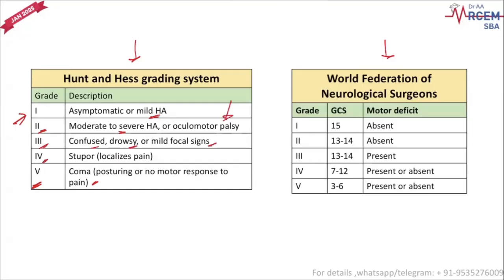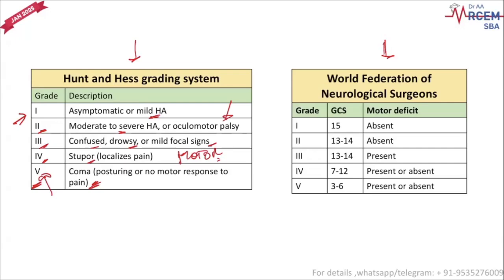In grade 4, he's in stupor. Stupor means he's not responding to verbal stimulus. Only to the painful stimulus, he's just localizing. This is the motor response we are basically looking out for. In coma, basically he's posturing, either decerebrating or decorticating. That is grade 5, or stage 5.